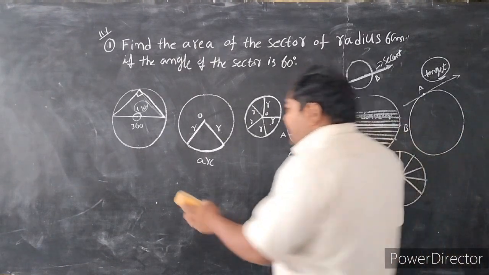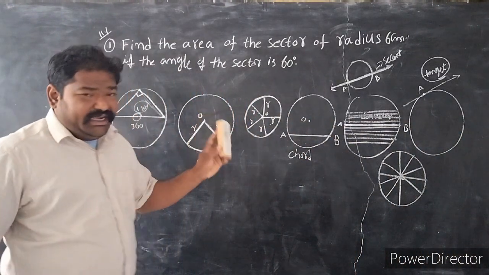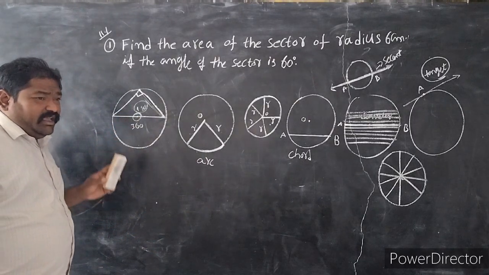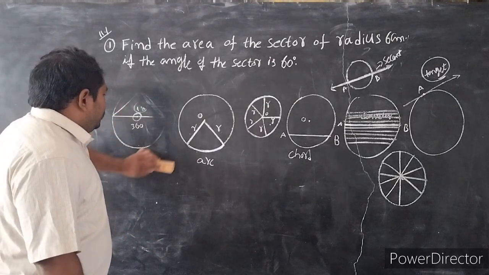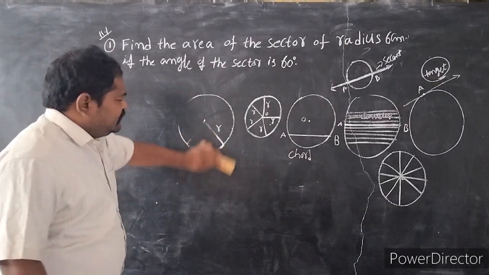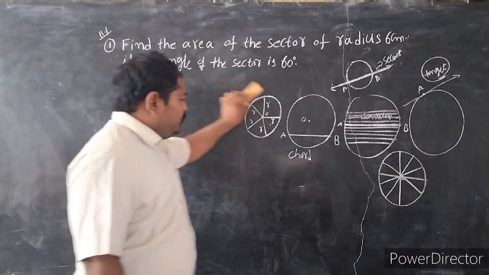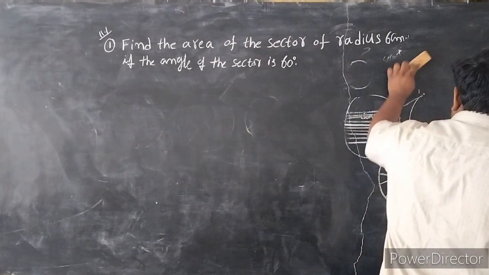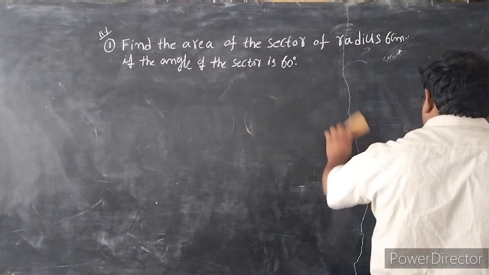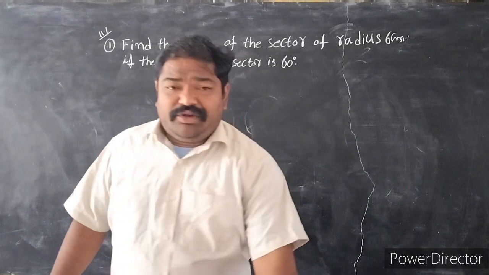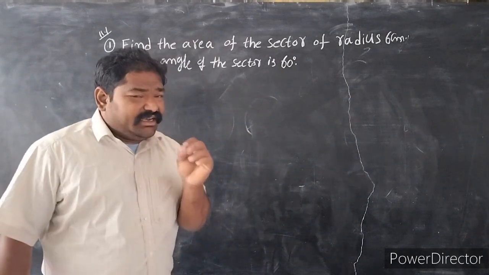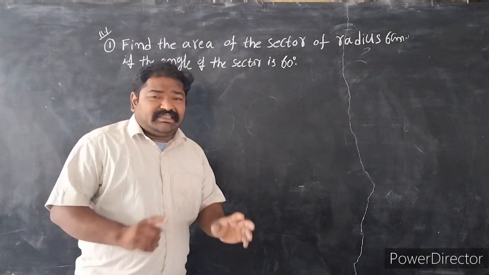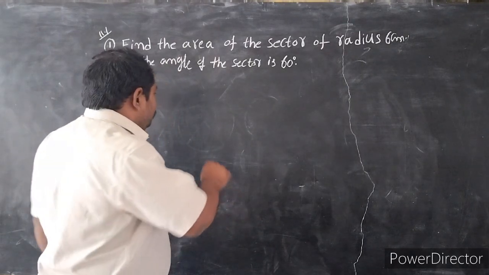Okay. And the angle in the semicircle is 90 degrees. The angle at the center of a semicircle is 180 degrees. The angle of the circle at the center is 360 degrees. Okay. Let us come to the point. In this chapter, we are going to calculate areas related to circles.